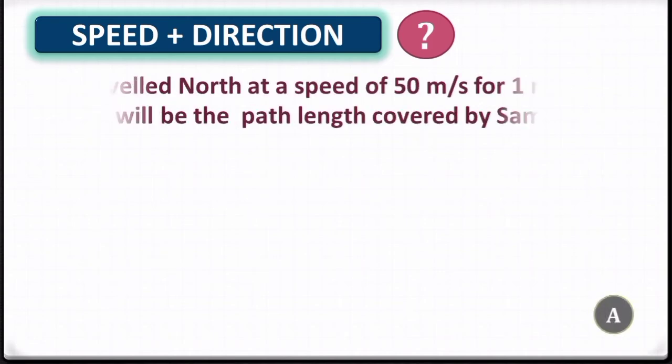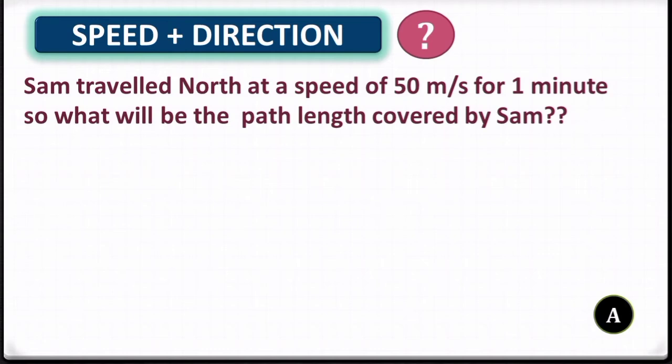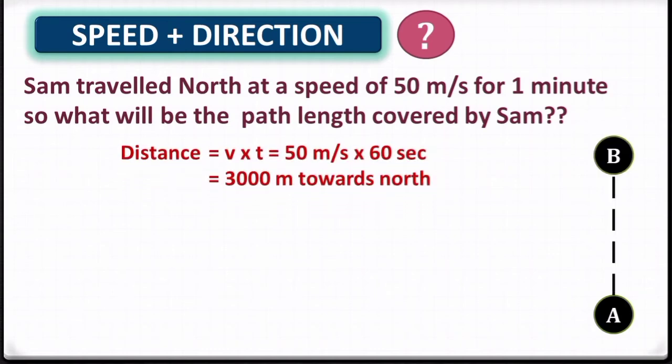What happens if direction is also associated with speed? Let us say that Sam traveled north at a speed of 50 meters per second for 1 minute. So, what will be the path length covered by Sam? So, again, distance is equal to v into t, which is 3000 meters towards north. Now, we know that when we specify direction, we are talking about displacement. So, here the displacement done by Sam is 3000 meters.